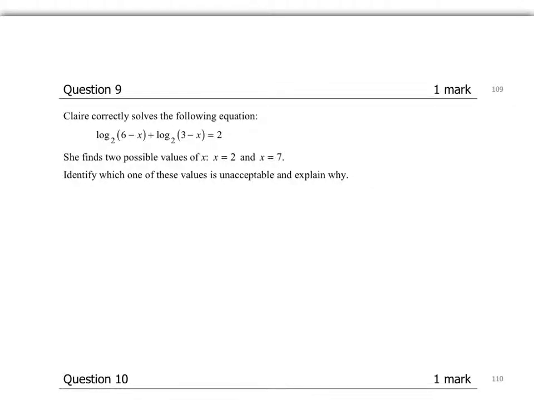Question 9. Claire correctly solves the following equation: log base 2 of (6 minus x) plus log base 2 of (3 minus x) equals 2. She finds two possible values of x: x equals 2 and x equals 7. Identify which one of these values is unacceptable and explain why.